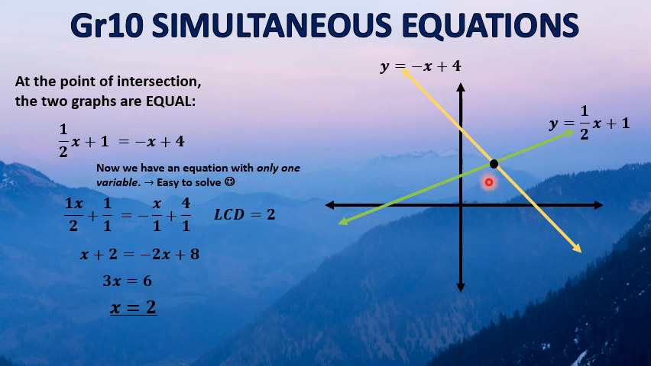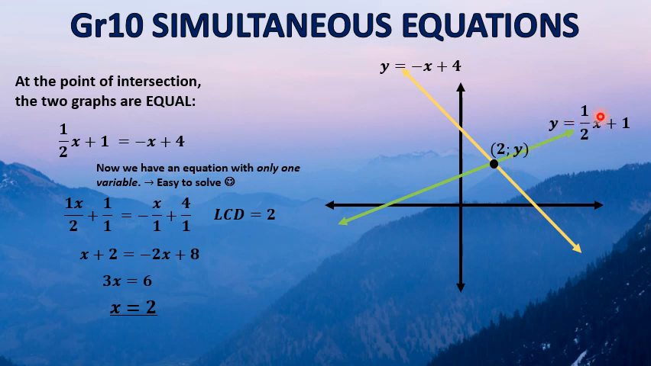Now, what on earth does that mean? That means that the x part of the coordinate of the point of intersection is a 2. Beautiful. We've done 90% of the work, but we're actually only halfway there. We still need to solve for y.